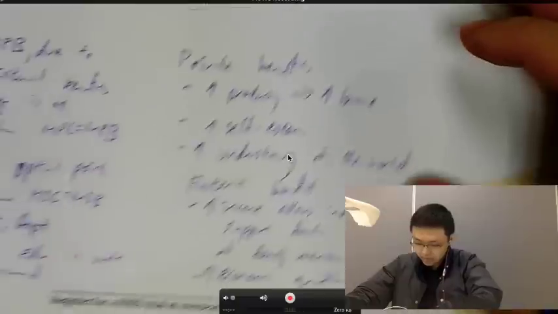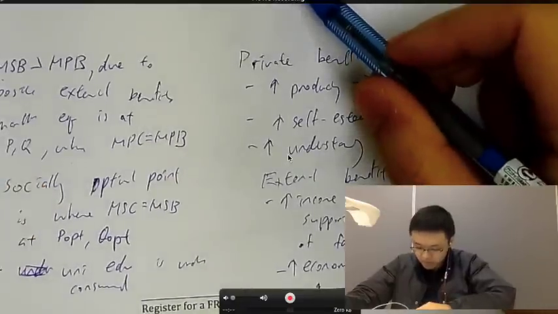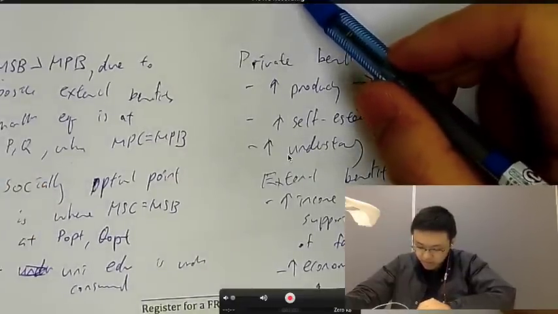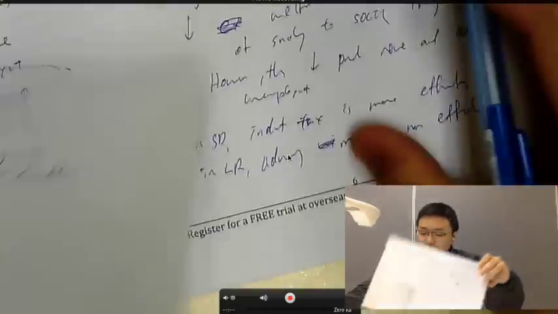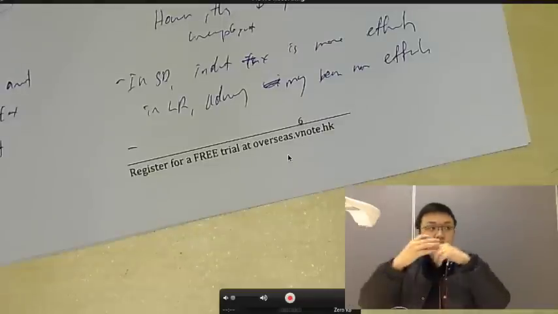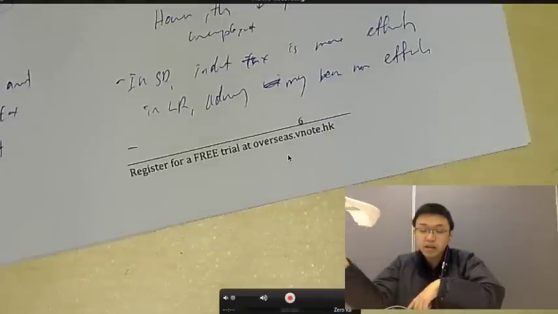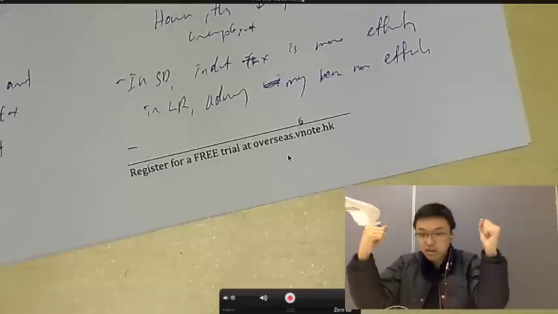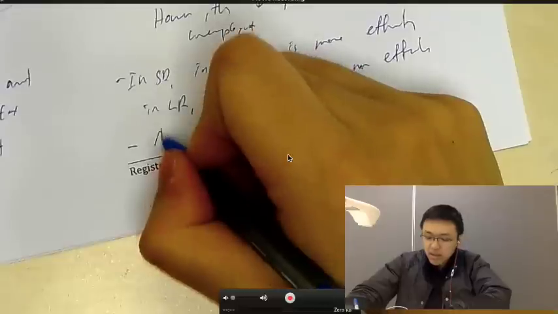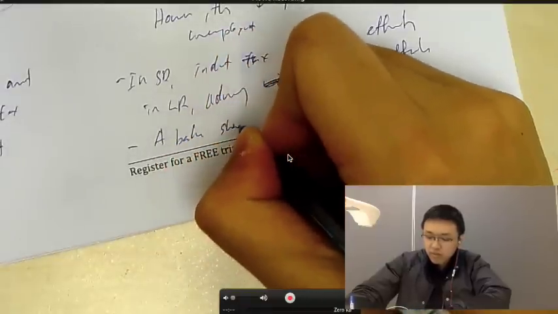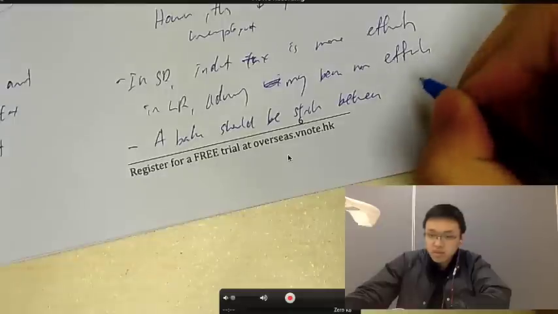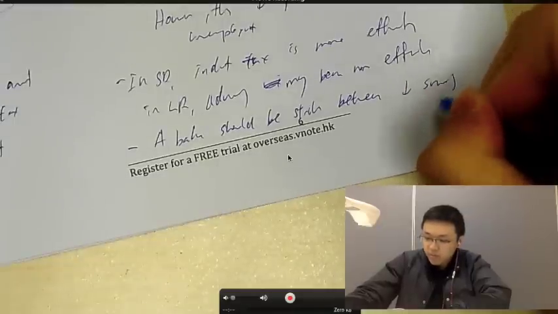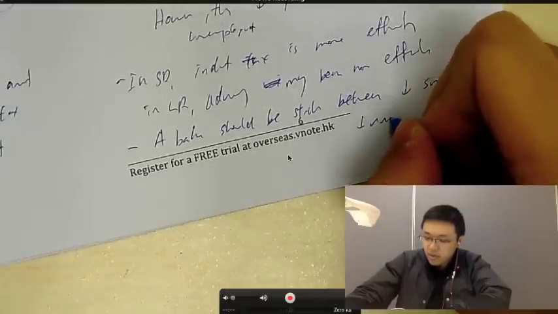So lastly, I think a balance should be struck between. This is actually a very good phrase to use. Why do we say that? Because on one hand you have unemployment, if you reduce smoking too much, there will be very high unemployment. But if you don't reduce smoking, there's a lot of harm from smoking. So you can say a balance should be struck, right? Strike between which two objectives? Reducing smoking and reducing unemployment.